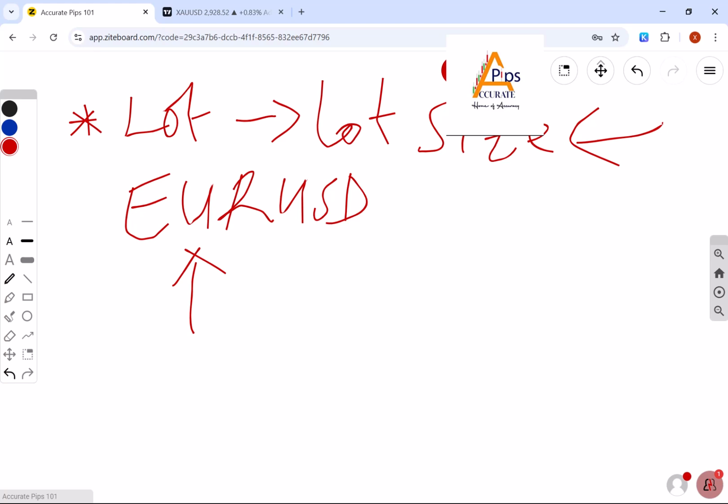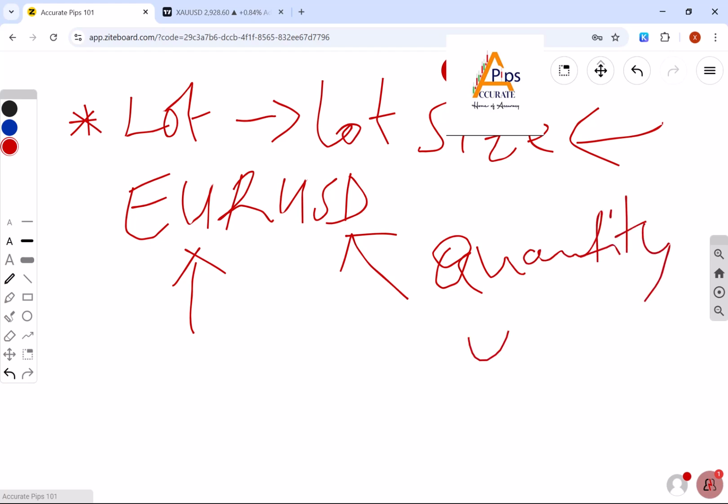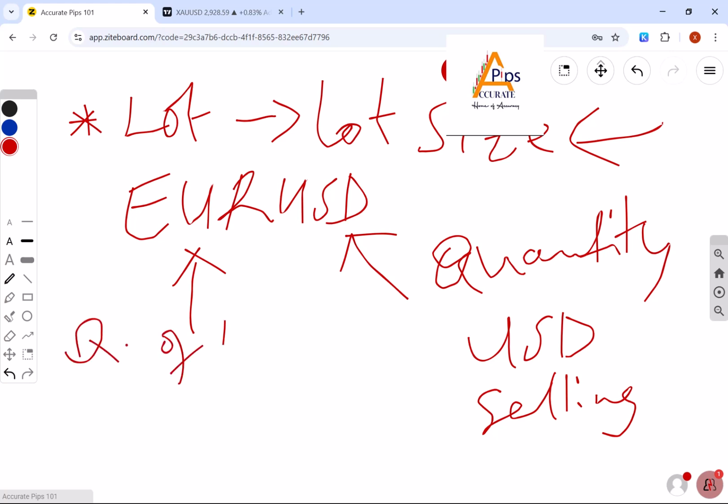So if we are selling USD, it will tell us the quantity of the USD we are selling. And then it will also tell us the quantity, Q for quantity, of the euro we are buying. Okay, so that is a lot size.